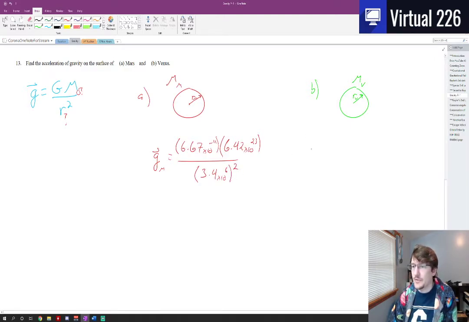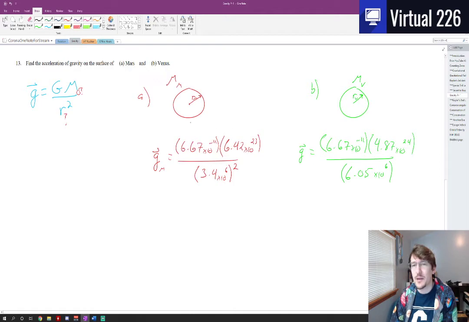Doing the same thing for Venus. g equals big G, 6.67 times 10 to the negative 11th for the gravitational constant. Our mass of Venus is, 6.05, no, mass of Venus, 4.87 times 10 to the 24. So it's actually more massive than Mars. And we divide that by the radius of Venus, and the radius of Venus is 6.05 times 10 to the 6th. So it's actually got about twice the radius of Mars.